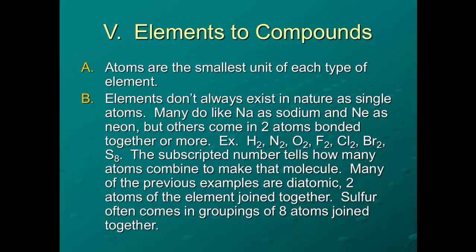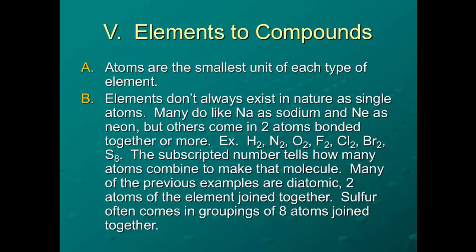So atoms are your smallest unit of each type of element. The elements don't always exist when they're by themselves as a single atom in nature. A lot of them exist as an infinite clump of that type of atom. So like if you were to take sodium metal and refine it, you'd get out a lattice of sodium atoms.